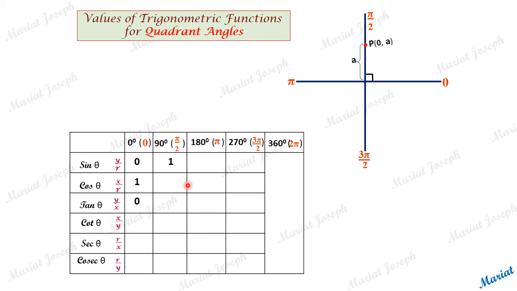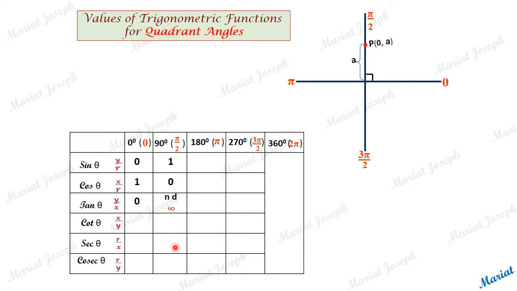So cos 90 is 0, cos pi by 2 is 0. Now tan 90, tan pi by 2 radian. The tan definition is y by x, y coordinate upon x coordinate. a upon 0. a upon 0 has 0 in the denominator. Once 0 is there in the denominator, that value is undefined, not defined. So tan 90 is not defined. We denote it by the symbol infinity.